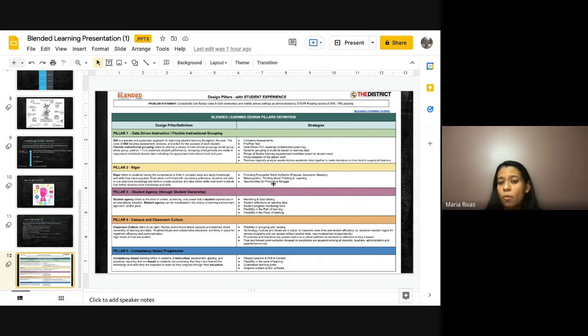Rigor, what strategies can we use for rigor? Student agency, the strategies, how to build that campus and classroom culture. What does it look like? What should it look like? What does it mean? And the competency-based progression.